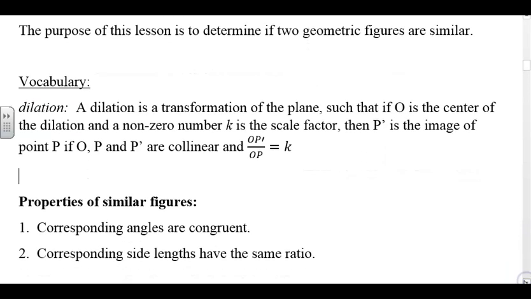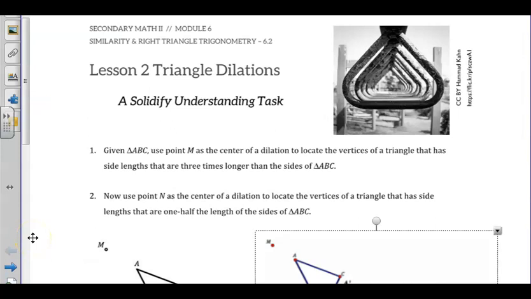Two properties that we want to know about similar figures. Number 1, corresponding angles are always congruent, and number 2, corresponding side lengths will always have the same ratio. In Lesson 2, Triangle Dilations, we are using the rubber band stretchers again, or the GeoGebra software. While I'm going through this video, I will be using the GeoGebra software.